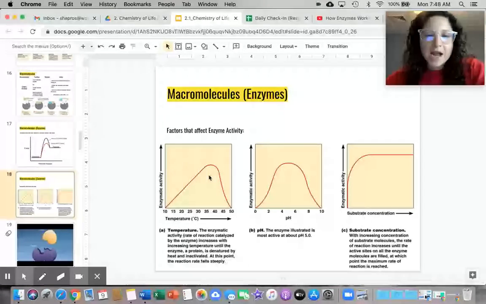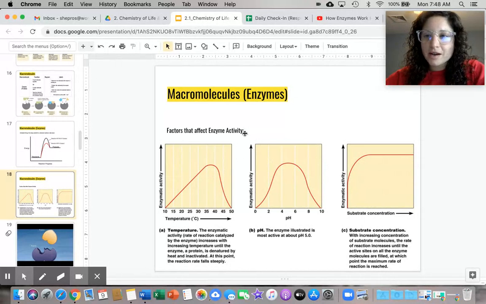Both of these graphs, I call them a Goldilocks graph because you want it not too hot, not too cold, just right. So again, not too acidic, not too basic, just right. And that's what you see in both of these graphs.